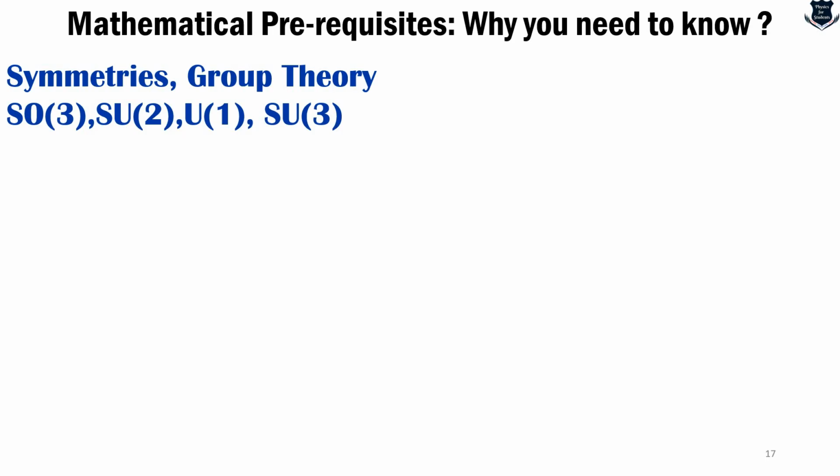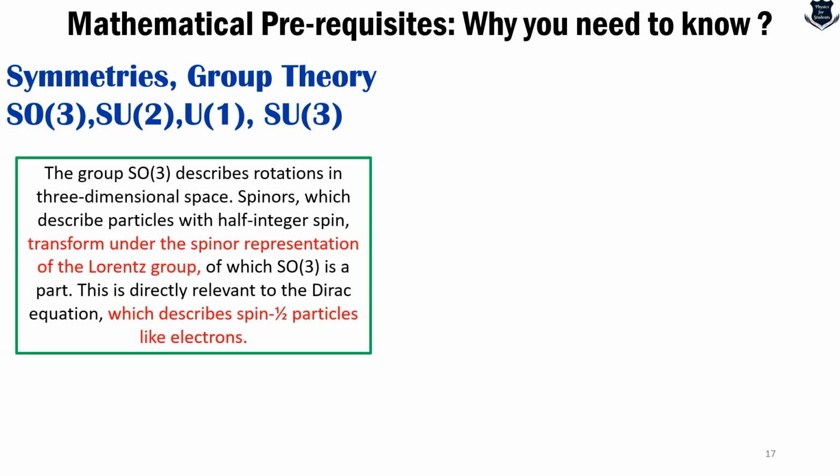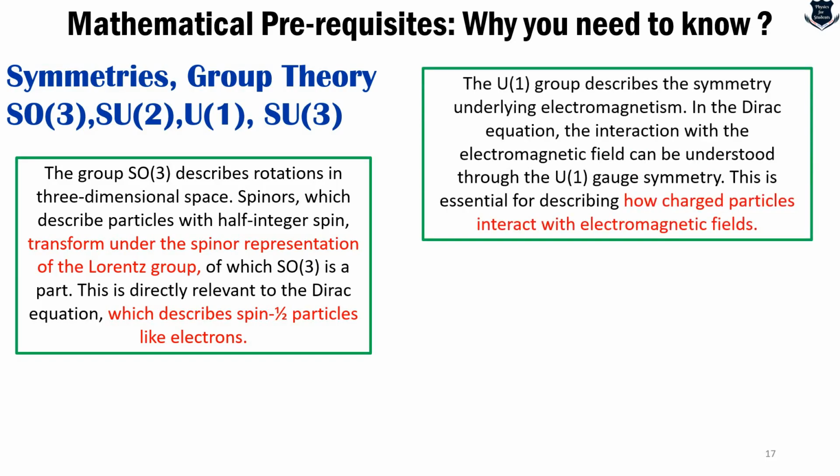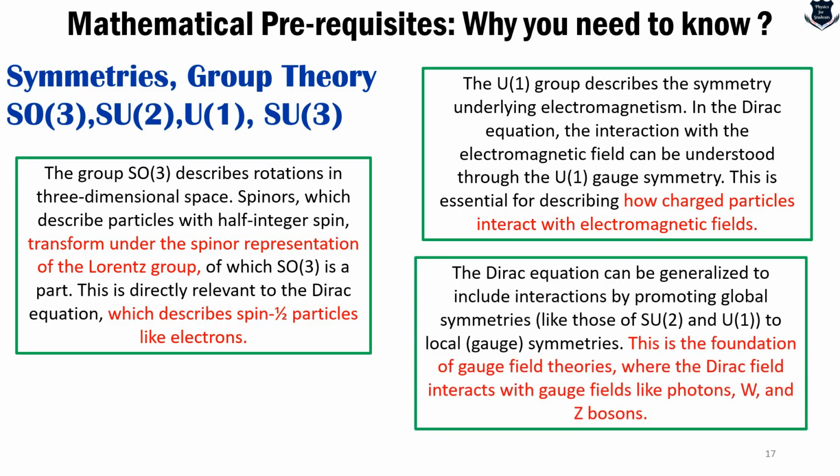This is pretty important because I will tell you first of all that this group SO3, the special orthogonal group, describes rotations in three-dimensional space. So because we are taking in rotation, we have to get a mathematics which will describe this rotation. So they transform under the spinor representation of the Lorentz groups, which describes spin half particles like electrons. Also, the unitary group describes the symmetry underlying electromagnetism and how charged particles interact with electromagnetic fields. This is important. And the Dirac equation can be generalized to include SU2 and U1.